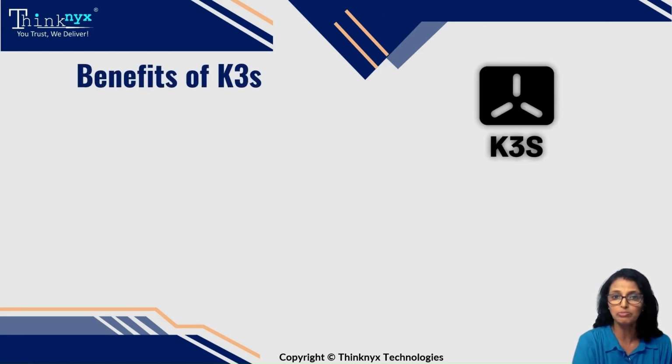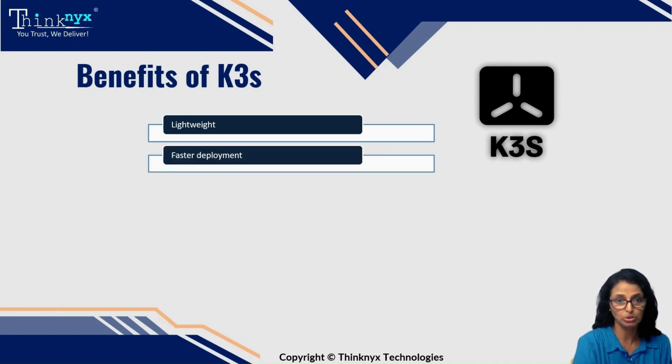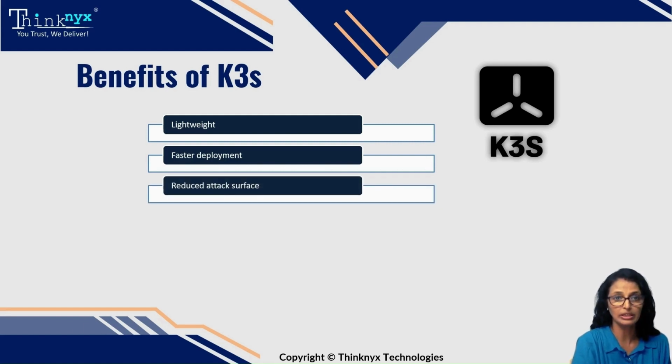K3s offers numerous benefits that make it a compelling choice for Kubernetes deployments. Lightweight. With a binary size of less than 100 MB, K3s is significantly smaller than traditional Kubernetes distributions. This makes K3s well suited for resource-constrained environments and devices with limited compute, storage, and networking resources. Installing and deploying K3s is super quick, requiring just a single command. The entire process typically takes less than 30 seconds, enabling rapid cluster setup.